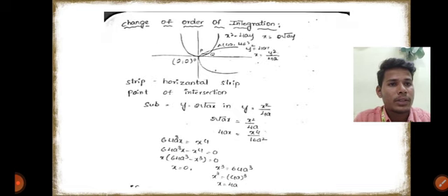Change of order of integration: horizontal strip. Point of intersection: substituting y equals 2 root ax into y equals x squared by 4a, we get 2 root ax equals x squared by 4a. Squaring, 4ax equals x to the fourth by 16a squared. So 64a cubed x equals x to the fourth, that is 64a cubed x minus x to the fourth equals 0. Taking x common, x(64a cubed minus x cubed) equals 0. So x equals 0, and x cubed equals 64a cubed, which is 4a whole cubed.